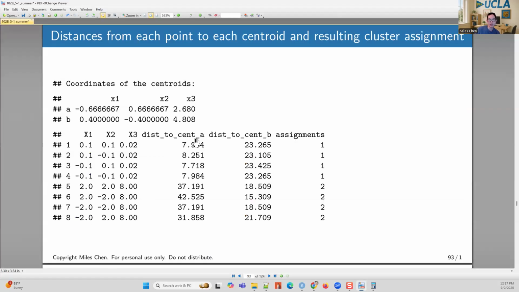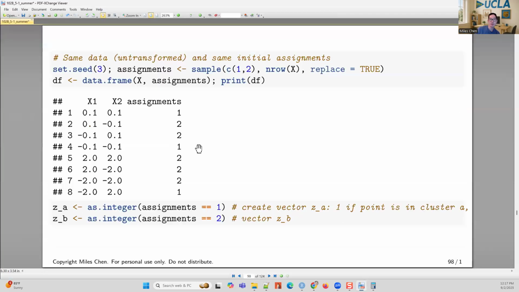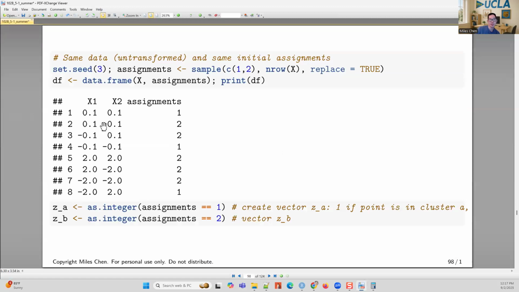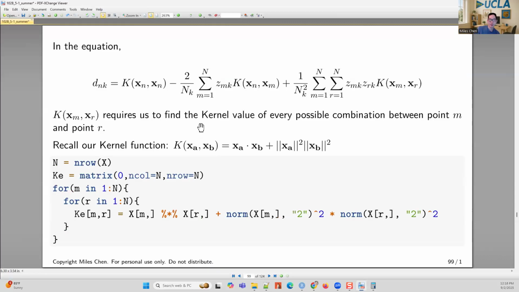Okay, so we did the squared distance to centroid A by taking these differences to the centroid and adding them up. We're going to end up with this same result of 7.98 without actually having to transform any of our numbers. Okay, we're going to leave it in this form of 0.1 and negative 0.1 and 2 and negative 0.2. We have these assignments. Okay, and it feels like a lot of work here, but we are going to just calculate this distance equation. Okay, so we have to compare every M to every R.